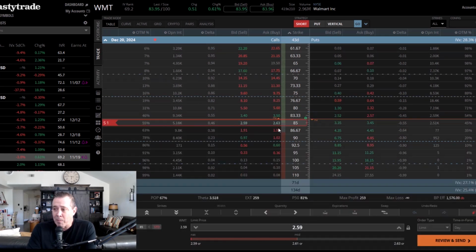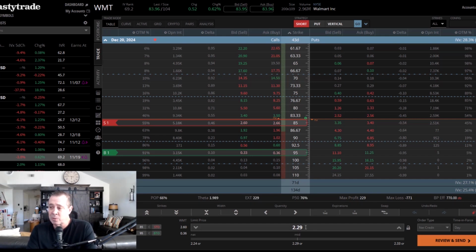And then we'll buy the 95 strike as protection. Now that's going to cost 36 cents. So we collect $2.29, which one option contract controls 100 shares of stock. So that's $229. As soon as we hit review and send, this pops in our account and we make $229. Now we only keep all of that if the stock price remains below that 85.